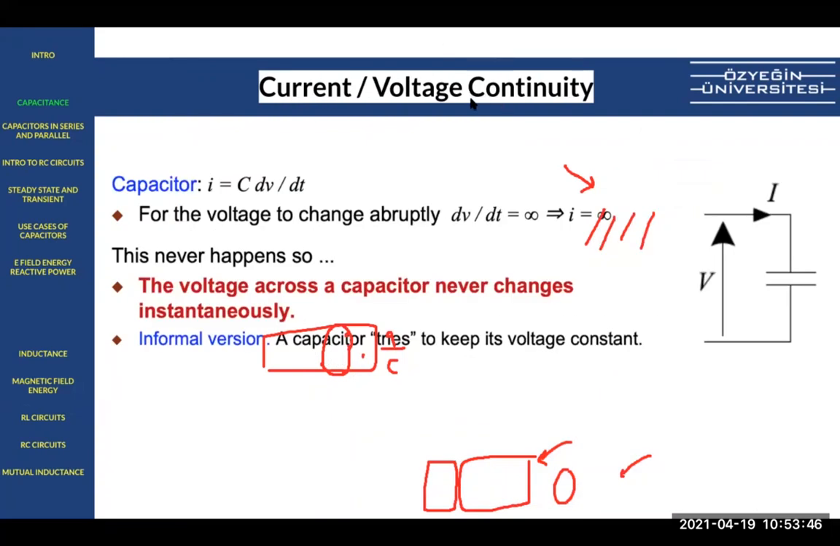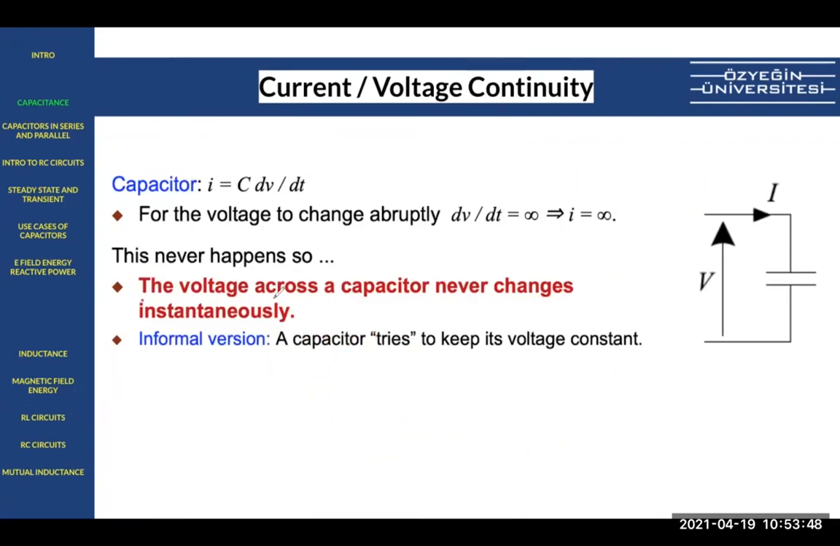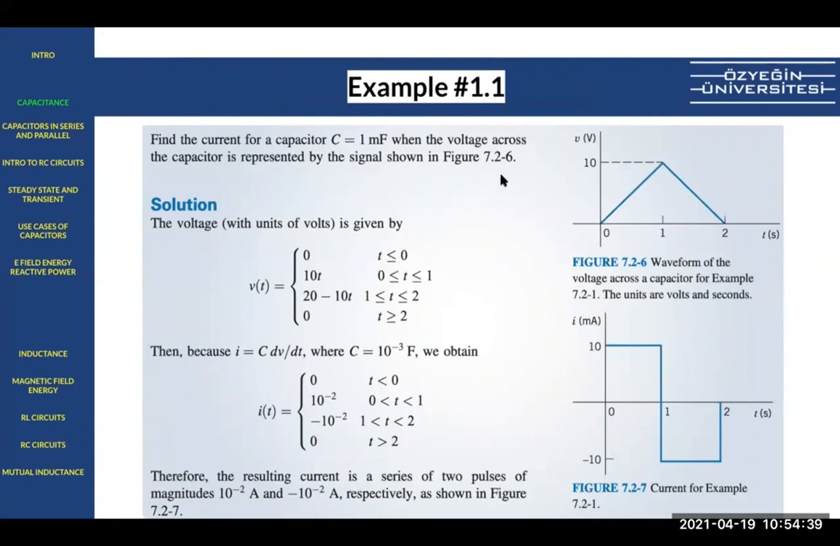Important to remember in this slide is the voltage across a capacitor never changes instantaneously. Why do we say that? Because we are actually taking the derivative of the voltage, and that's the current. So basically, if the voltage changes instantaneously, then that means current goes to infinity, and that doesn't really happen in an actual circuit.